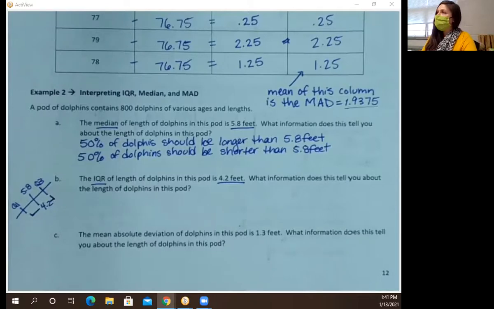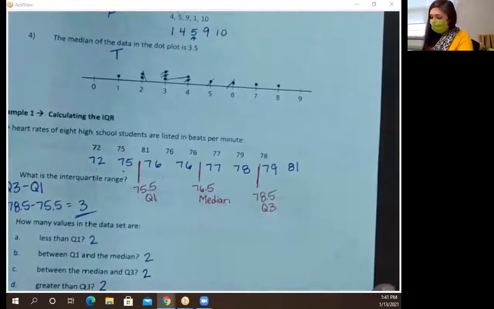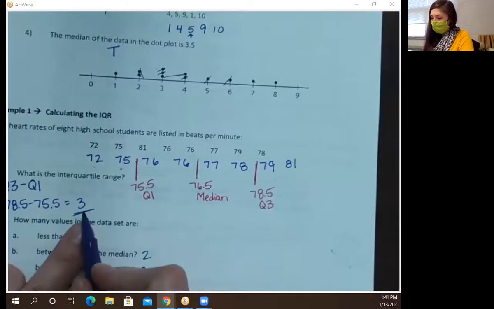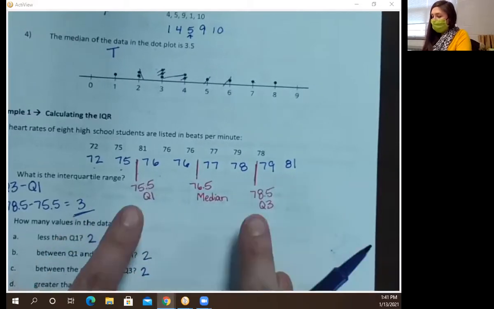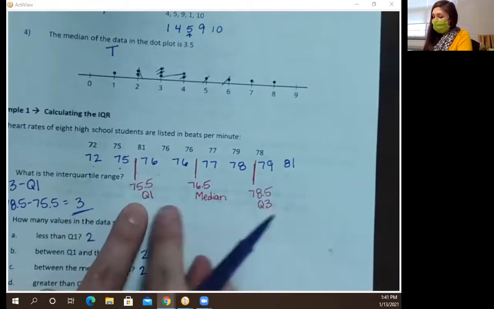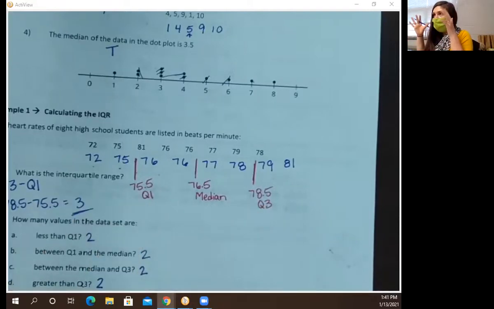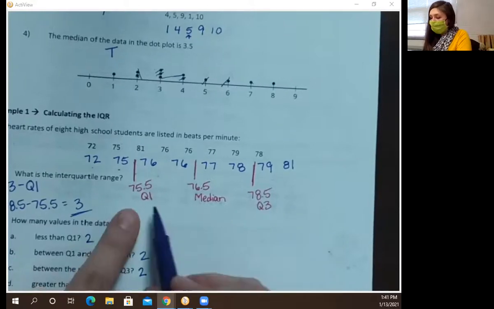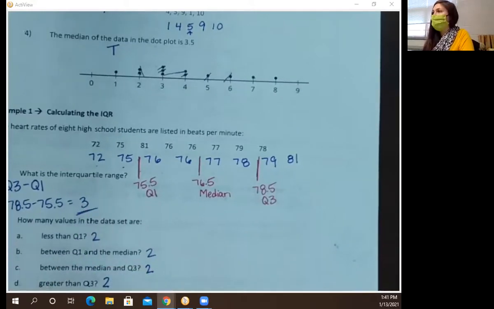So again, we found that with our heart rates problem on the last page. I'm going to flip back again. We said that that interquartile range was 3. So if I took Q3 and subtracted Q1, I got 3. And that meant that for that middle 50% of heart rates, the ones in those middle 2 quarters, they should be no more than 3 beats apart.